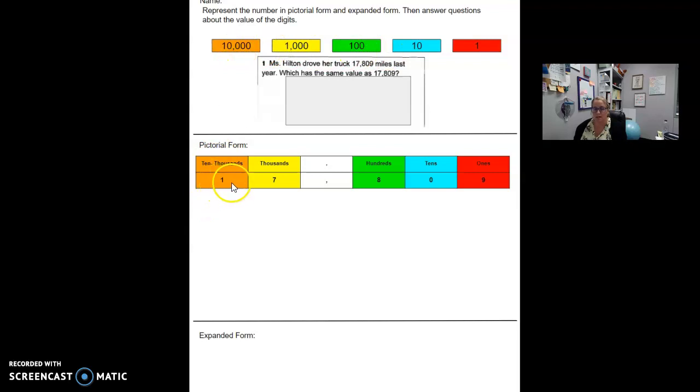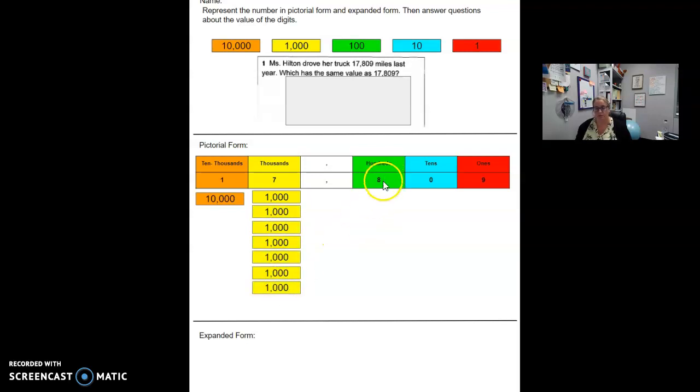It says that I need 1 10,000, so I'm going to drag 1 10,000. Now it says I need 7 thousands, so I'm going to drag 7 thousands down. 1, 2, 3, 4, 5, 6, 7. Now I'm going to move to my hundreds place, and it says I need 800, so I'm going to go 1, 2, 3, 4, 5, 6, 7, 8.